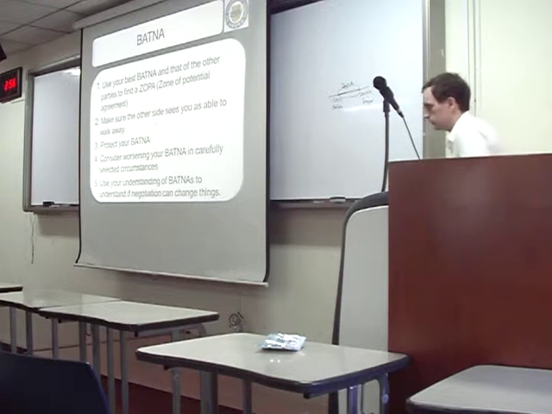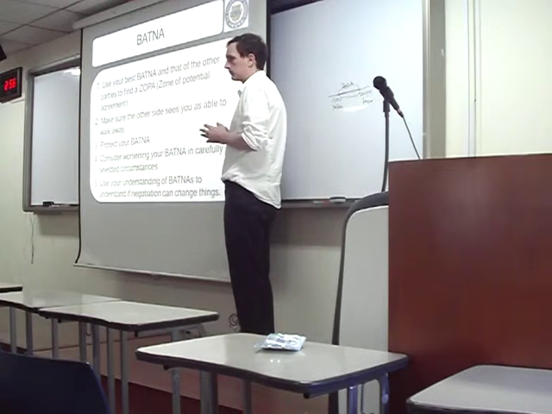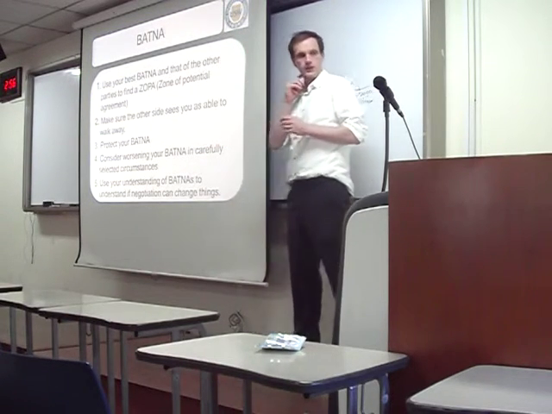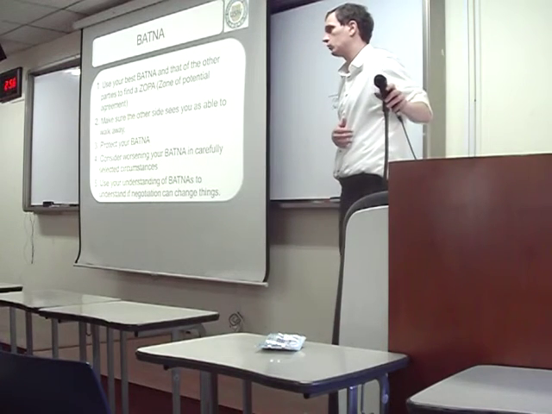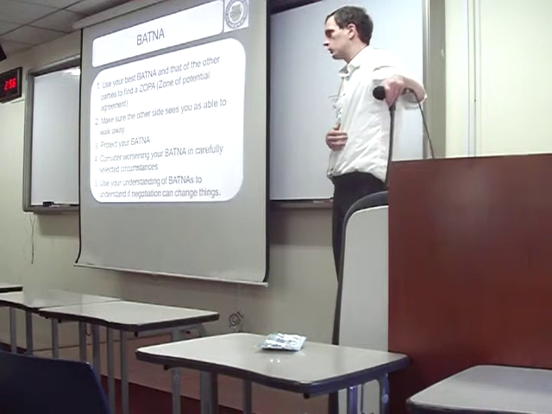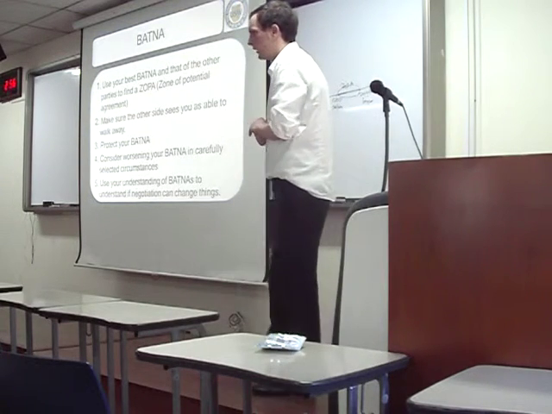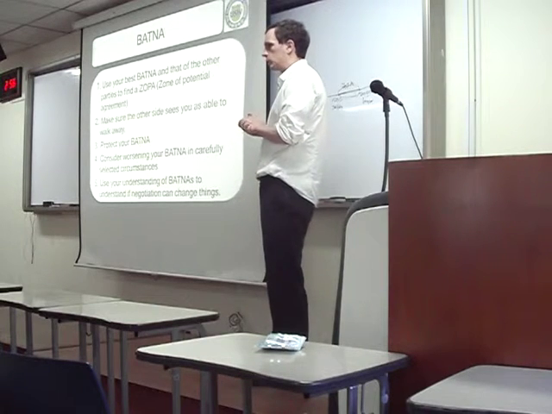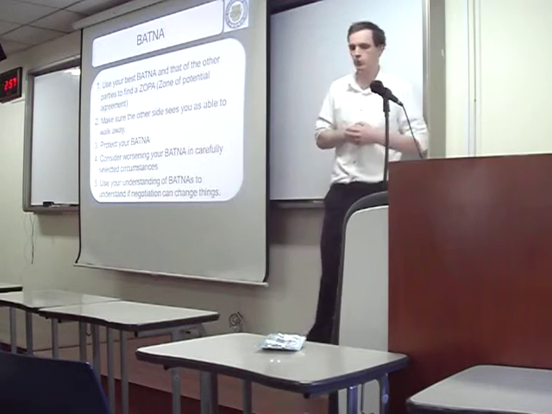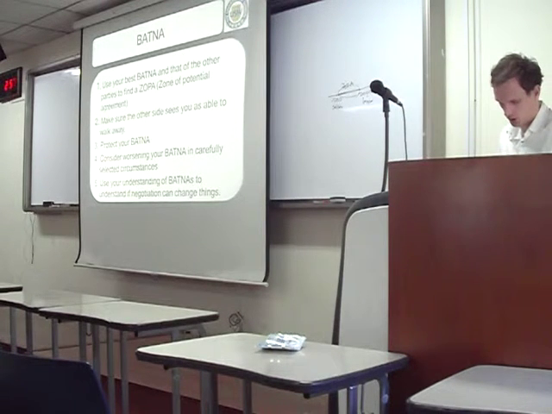So another point about the BATNA is we want to make sure the other side sees you as able to walk away. It means that I know that you have another option and you're able to walk away. If you don't have any choice, maybe if you're negotiating with your mother, you might not have much choice, right? Living in the family, you might not be able to walk away. Might not be an option, right? But in other negotiations, we can walk away. So the other side should know that I'm not too dependent on the negotiation.